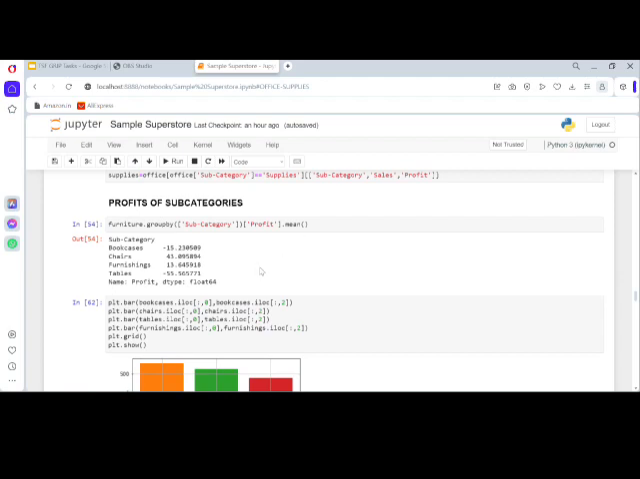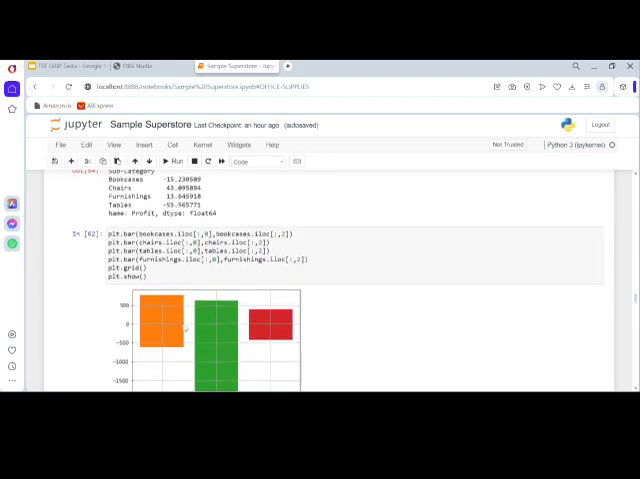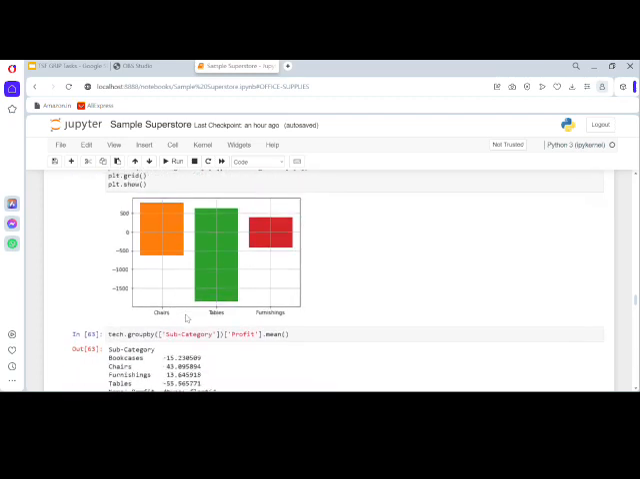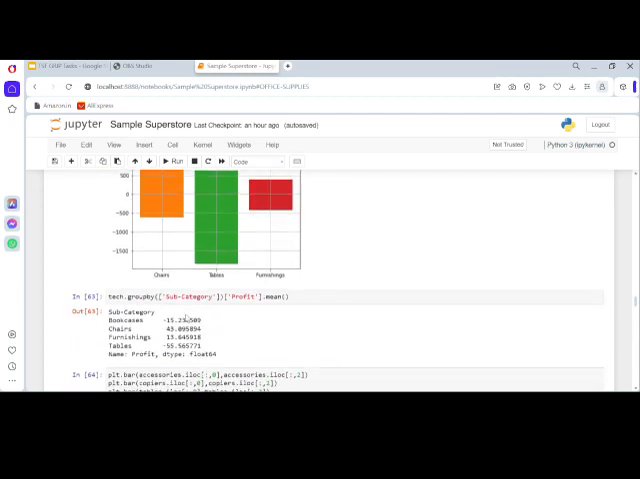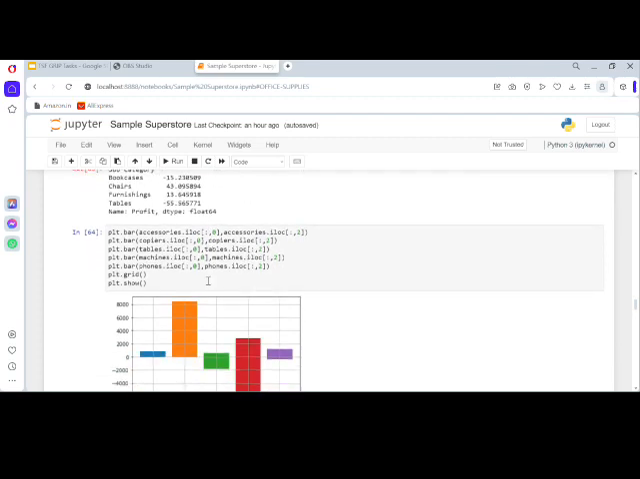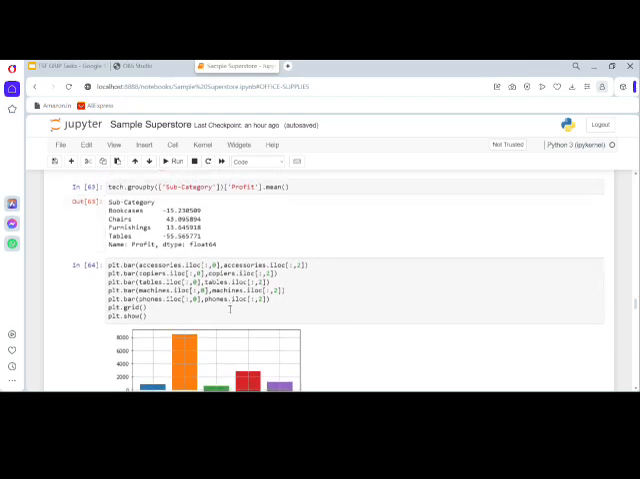Then we check the profit of each subcategory in furniture. We can see that chairs have the most profit that was generated, and we can see this even in the graph. The chair is leading the others.